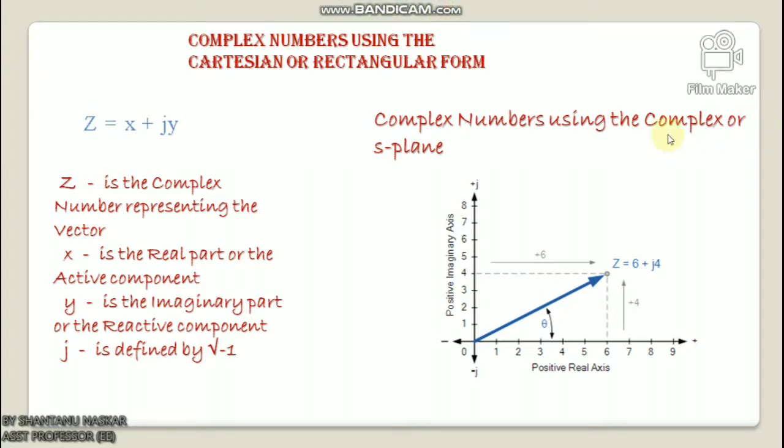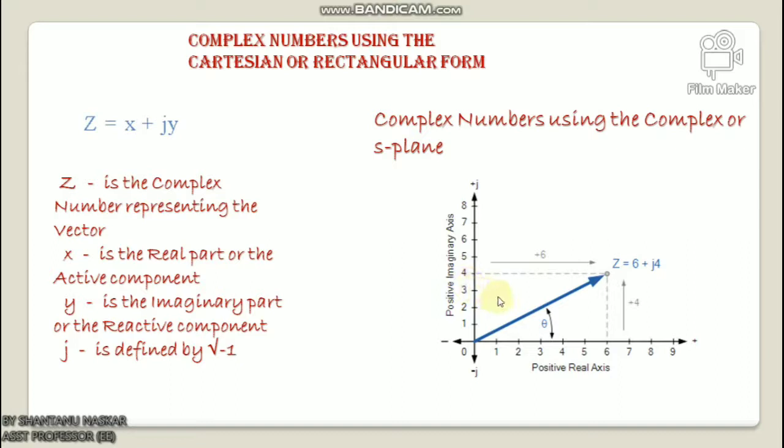We already discussed phasors. We saw that a complex number is represented by a real part and an imaginary part that takes the generalized form of z = x + jy, where z is the complex number representing the vector, x is the real part or the active component, y is the imaginary part or the reactive component, and j is defined by root over minus 1. So in rectangular form, a complex number can be represented as a point on a two-dimensional plane called the complex or S-plane.